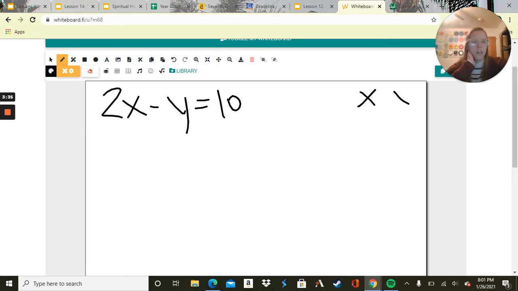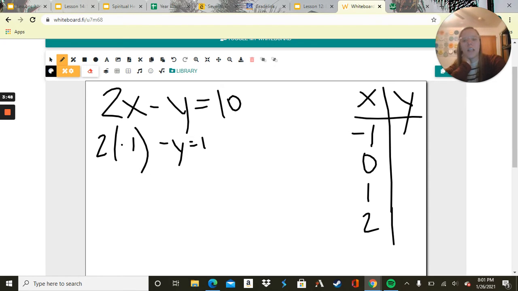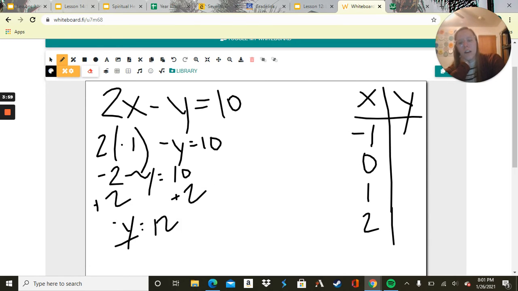So let's do this here. We're going to plug in -1 for x, 0 for x, 1, let's say 2, okay? So 2 times -1 minus y equals 10. That's going to be -2 minus y equals 10. We add 2. -y equals 12. Divide by -1. We're going to get -12. What about 0? 0 is going to make this 0. So then we just divide 10 by -1. So we're going to get -10.